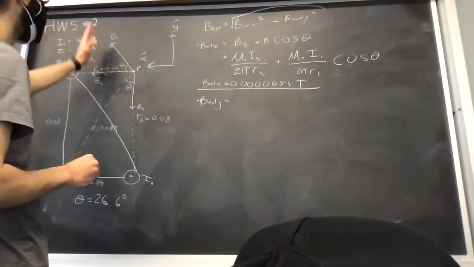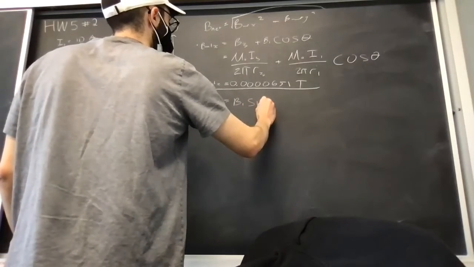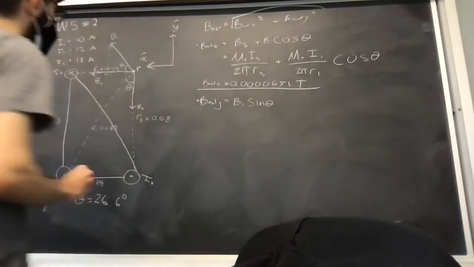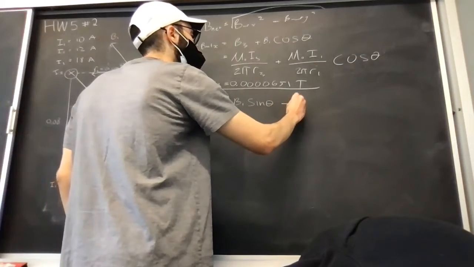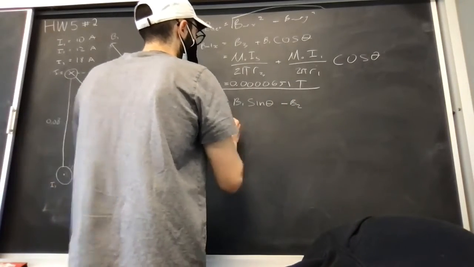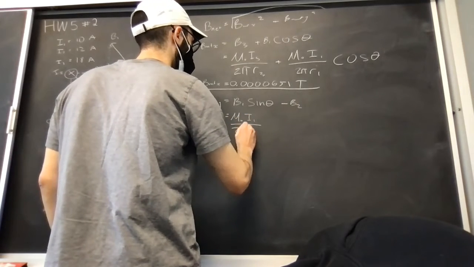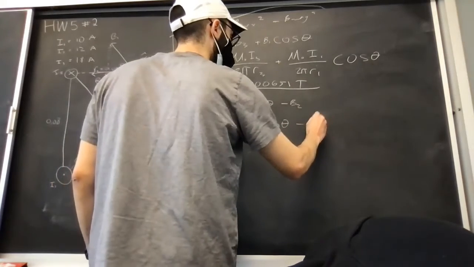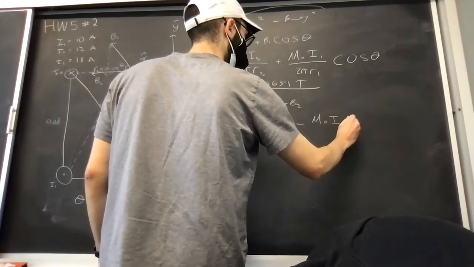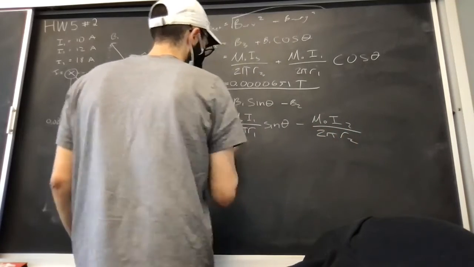We know we have a y component pointing straight up. Let's call that B1 sine theta, not touching the angle. And then we also have B2 pointing straight down, against our defined positive direction in our coordinate system. So that's going to be a minus B2. Again, same setup: mu naught I1 over 2 pi R1 sine theta minus mu naught I2 over 2 pi R2. And then again, I'm going to pause and solve.